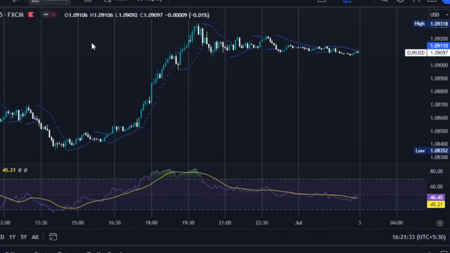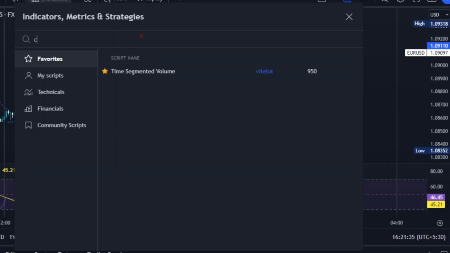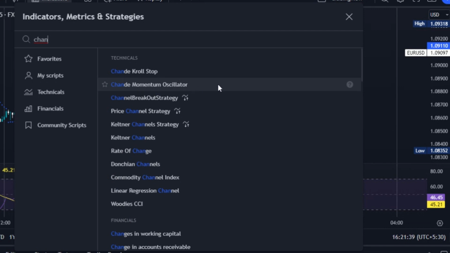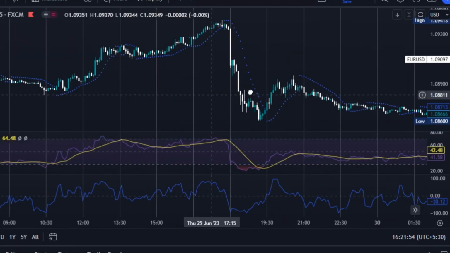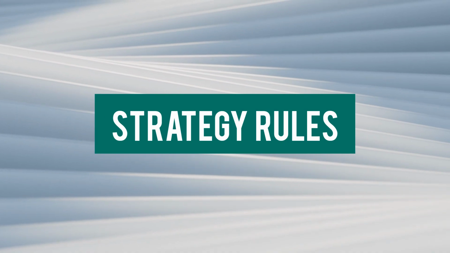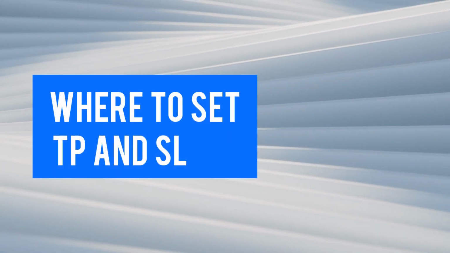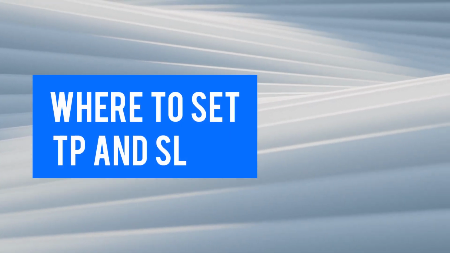To be extra safe, we are gonna add our last indicator, momentum, and change its settings exactly like this. Alright, now we are done. Now let's talk about conditions, and then after I will also tell you where to set your take profit and stop loss for this strategy.